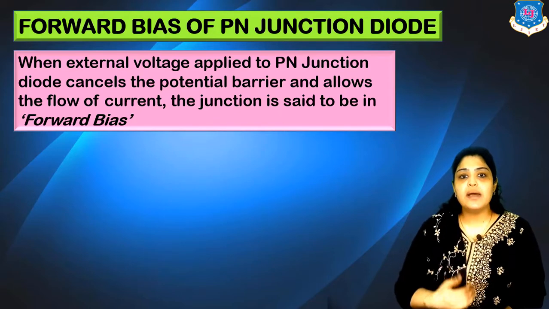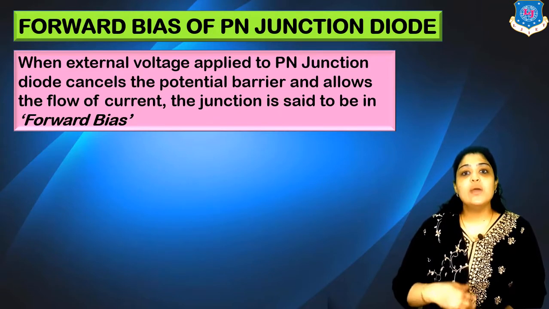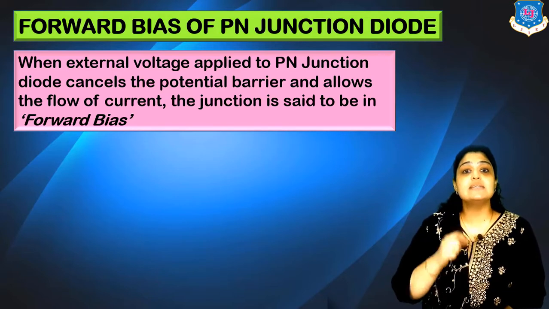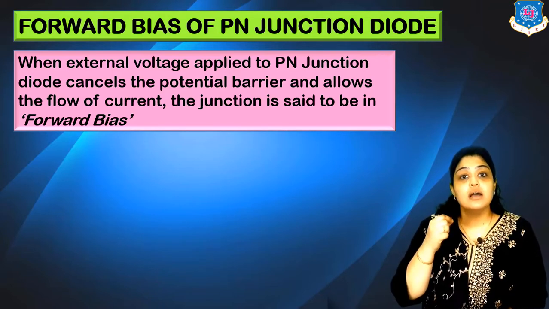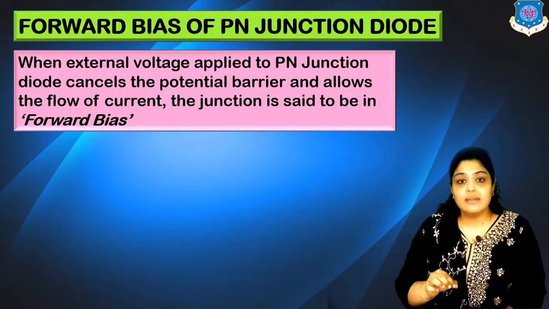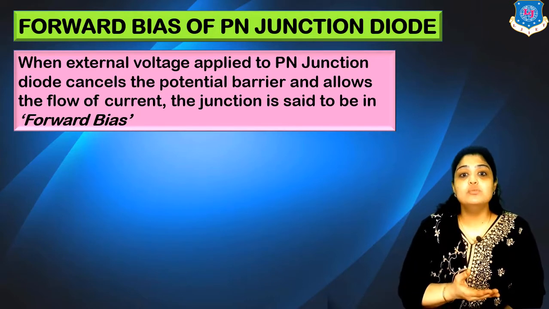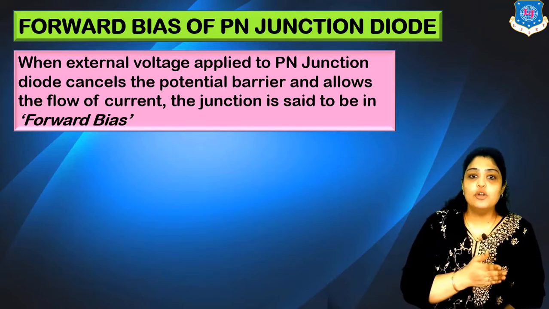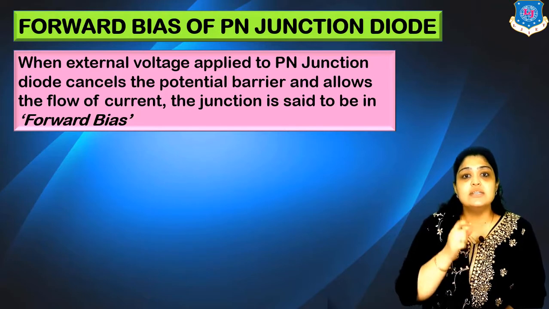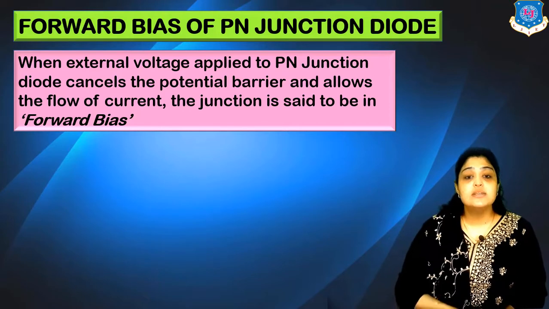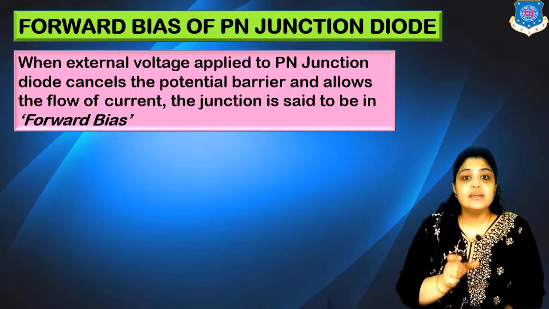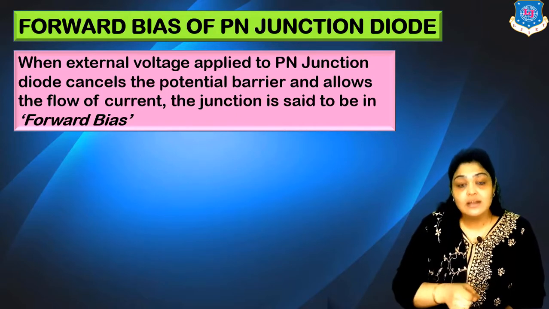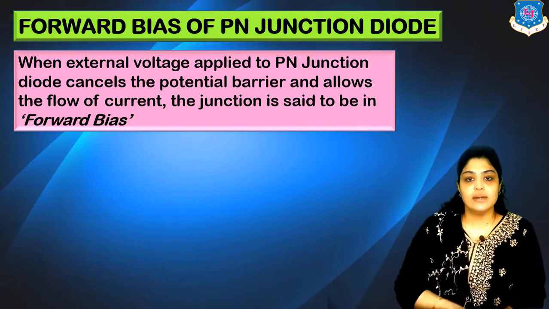So what is forward bias of a PN junction diode? When an external voltage is applied to a PN junction diode, if this external potential cancels the potential barrier, and only then you will get a flow of current, such a junction is said to be in forward bias. So please keep in mind that forward bias is a condition in which the barrier is going to be cancelled. Only then it will result in a flow of current.